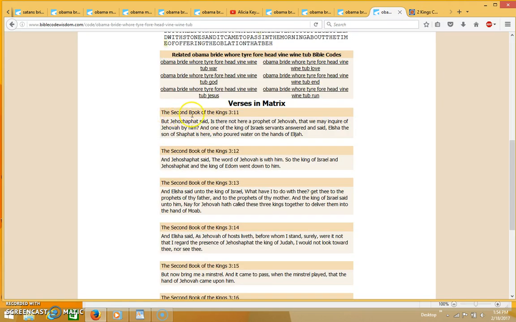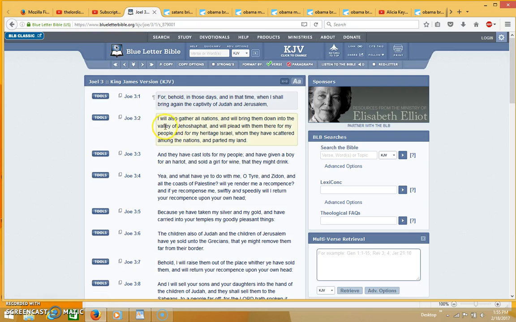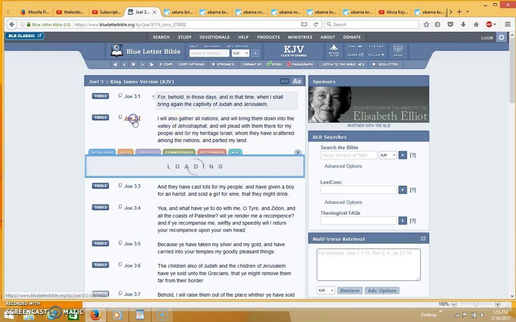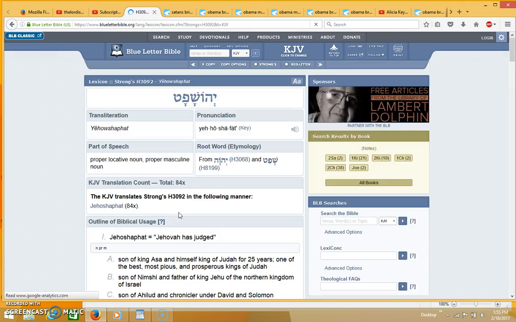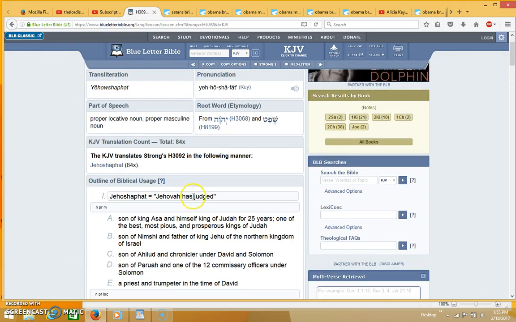Okay, so this is coming up in the second book of Kings, chapter 3, verse 11, and it says, "But Jehoshaphat," and Jehoshaphat actually means Jehovah judges. And you can see that here in Joel 3, where it talks about the valley of Jehoshaphat, and I'll just go ahead and show you the definition for Jehoshaphat. It means Jehovah has judged.